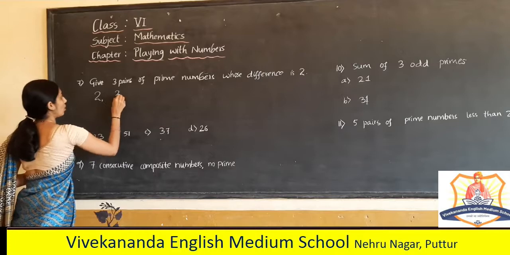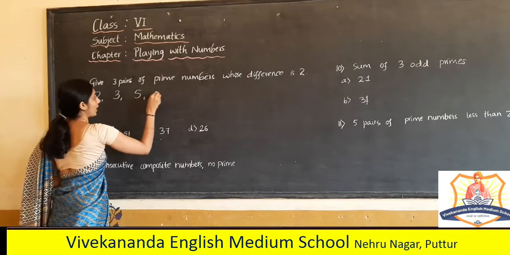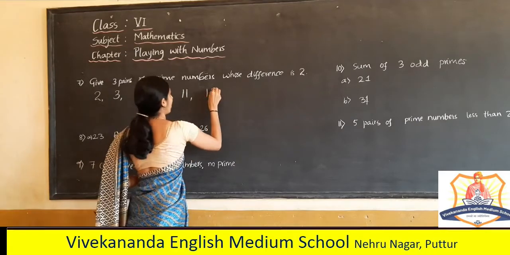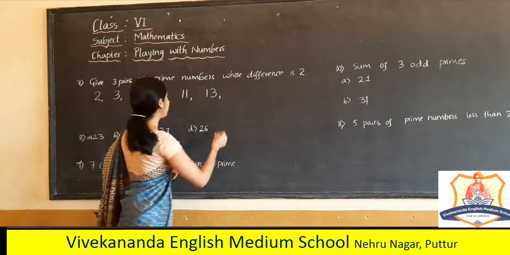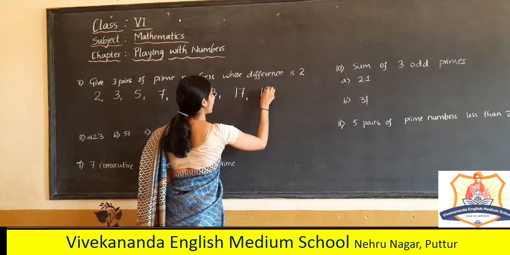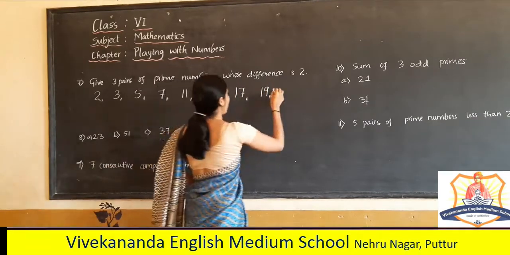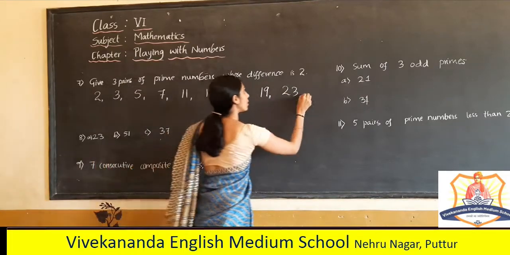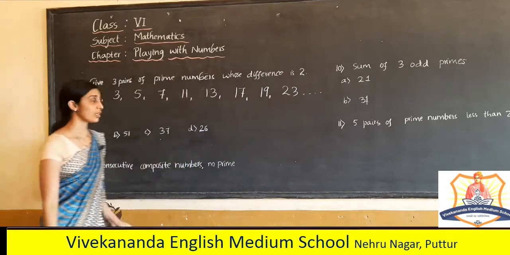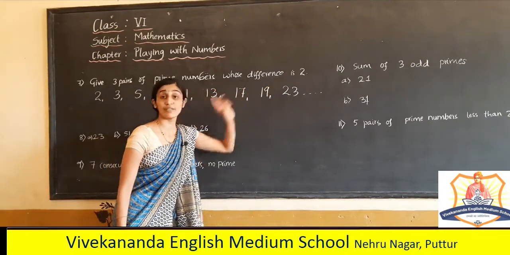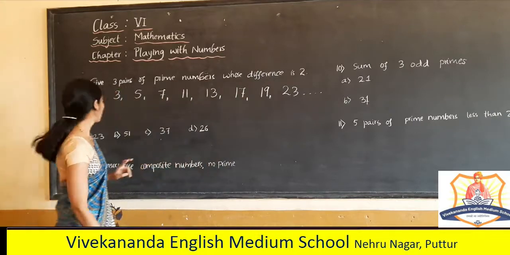So 2, 3, 5, 7, 11, 13, 17, 19, 23. Okay, so on, right? So what we have to do is find prime numbers whose difference is 2.